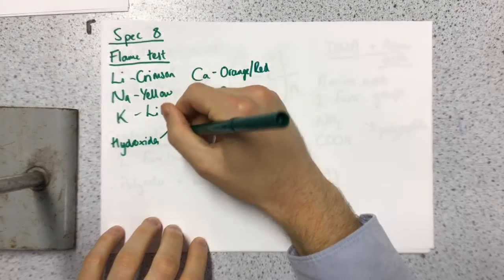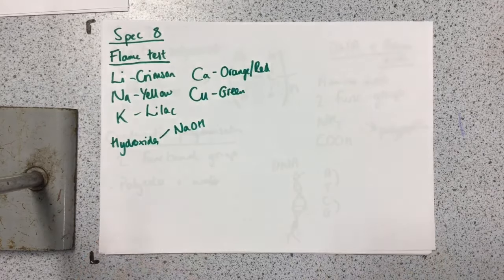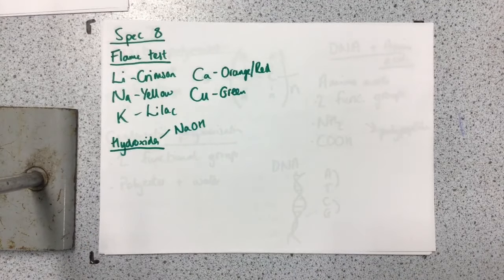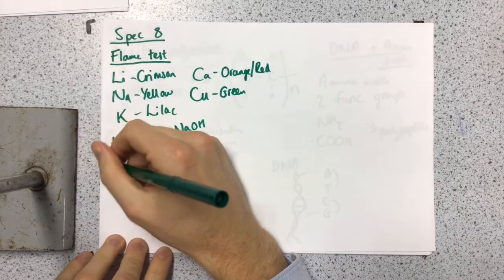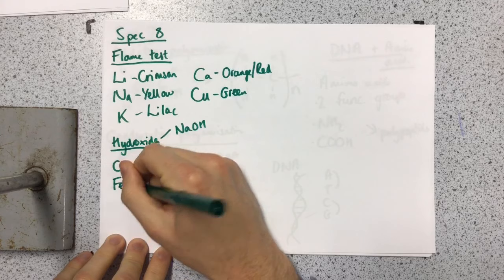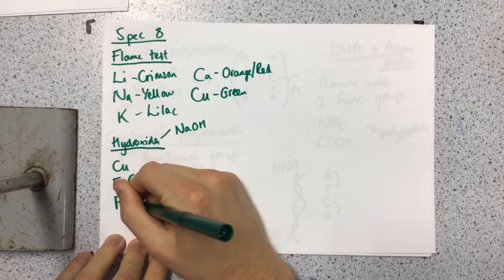Then, another way of testing metals is the hydroxide test, which is where you're producing some precipitates by reacting them with sodium hydroxide. So again, you're looking at different metals reacting with that, and you would then get a different colour precipitate depending on the metal ion present. There are 3 that have got a bit of colour to them: copper, iron 2, and iron 3.